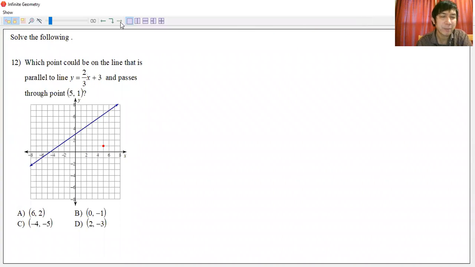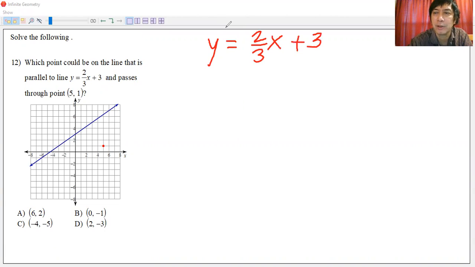Okay. Here's the last number. Which point could be on the line that is parallel to the given line? Our given line is y equals 2/3 x plus 3, and it passes through point 5, 1. So we're talking about a line parallel to this line.